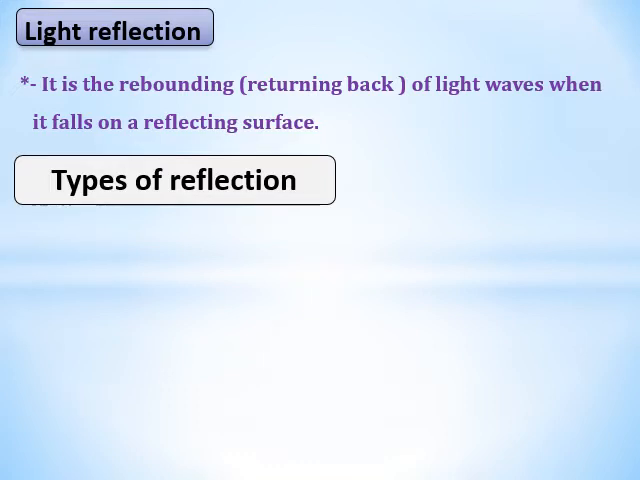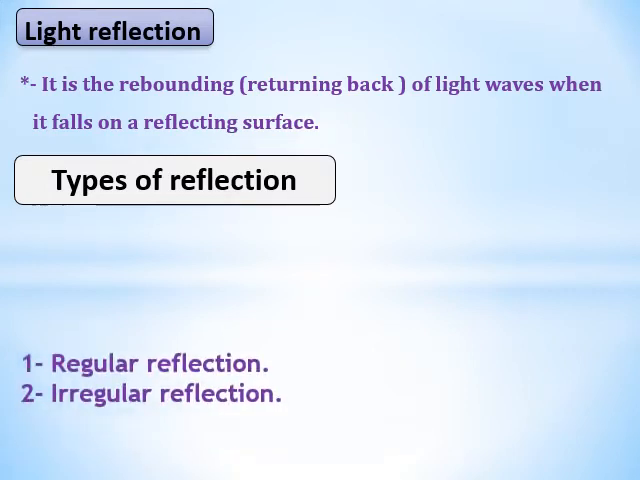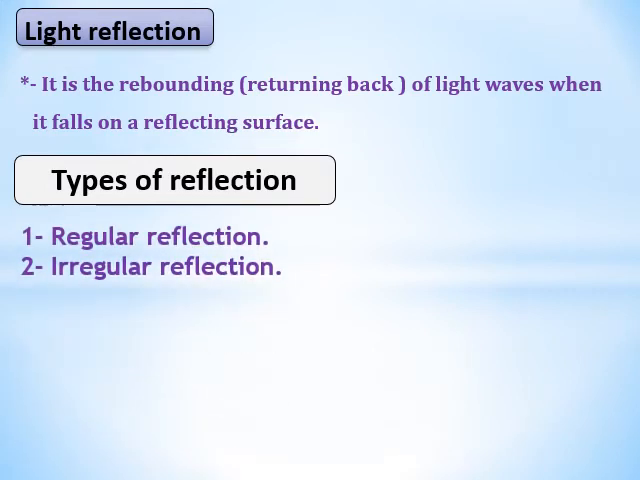We have two types of reflection. You knew them in primary 5. We have two types of reflection, which are regular reflection and irregular reflection. Okay? Now, the types of reflection. We have two types.